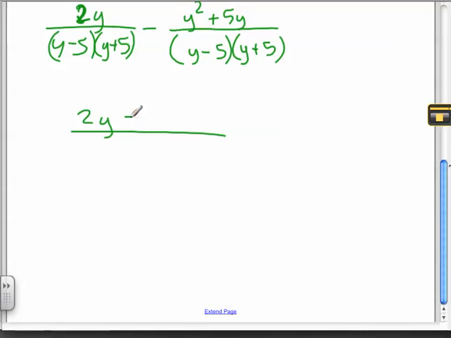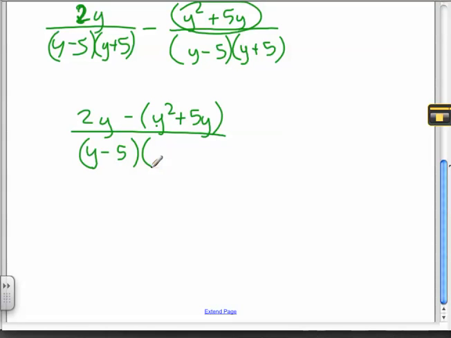Is it just minus y squared? Is that what it is? No. It's minus this quantity, y squared plus 5y. It's minus the whole numerator. Please make sure that you do not put the minus with just one of the terms of the other numerator. It's subtracting the entire numerator, that entire quantity. It's minus that stuff. So I need to make sure that I don't just give this the minus sign, that it gets distributed to both. Okay, so I get y minus 5 times y plus 5.